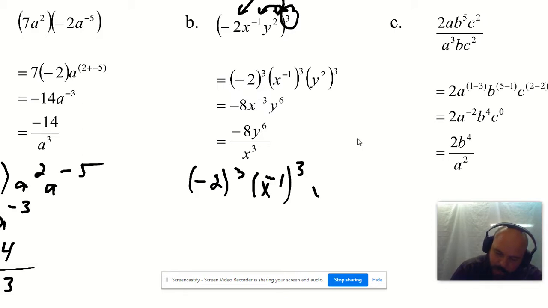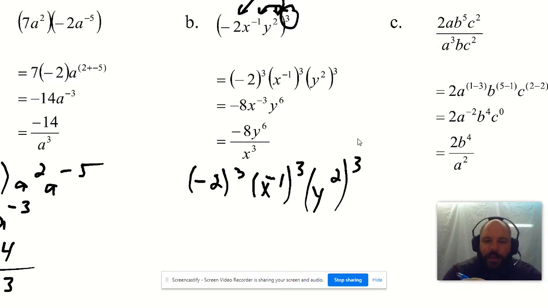And then we're going to have y squared to the third. Now we can go ahead and multiply because these are powers to a power. Now you might say, what about the negative 2? Just turn negative 2 times 3 is negative 6. Well, we have to remember that that's not quite right.